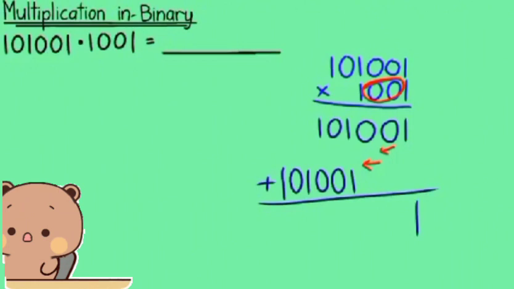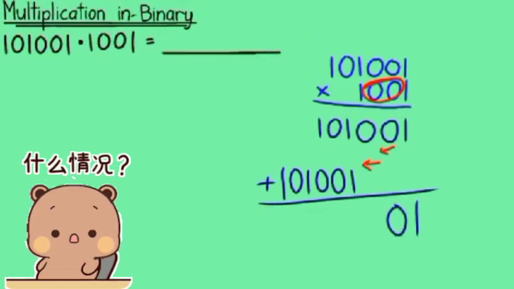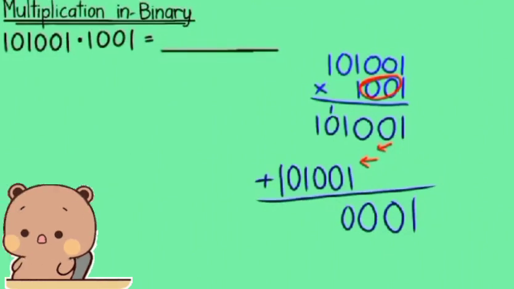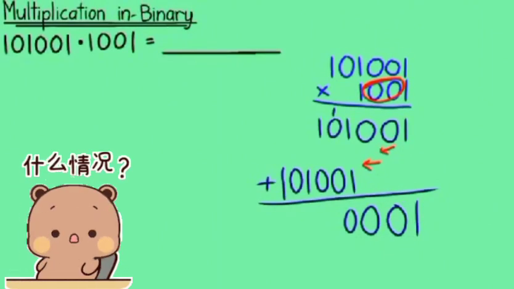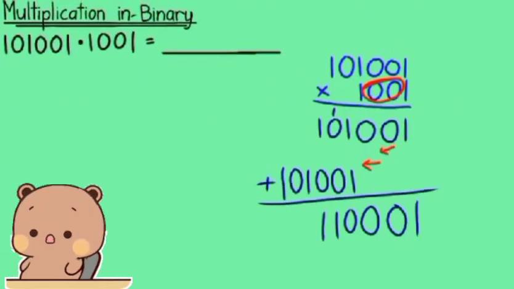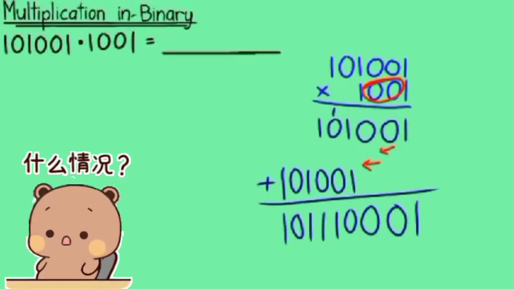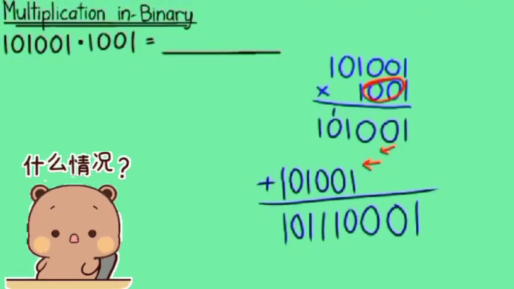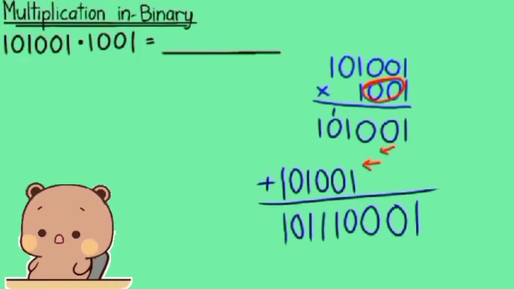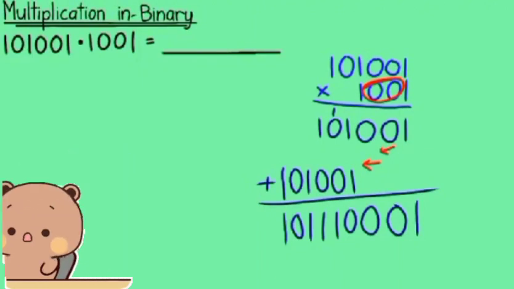Bring down 1, bring down 0, bring down 0. 1 plus 1 is 10. Carry 1. 1 plus 0 plus 0 is 1. 1 plus 0 is 1. Bring down 1, 0, and 1. Then the answer will be 1, 0, 1, 1, 1, 0, 0, 0, 1. And this is the answer.